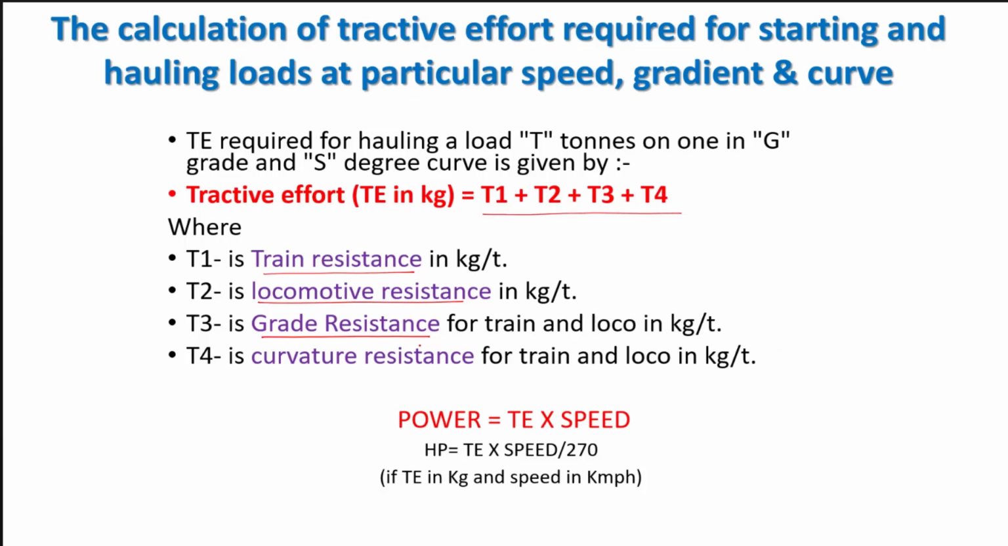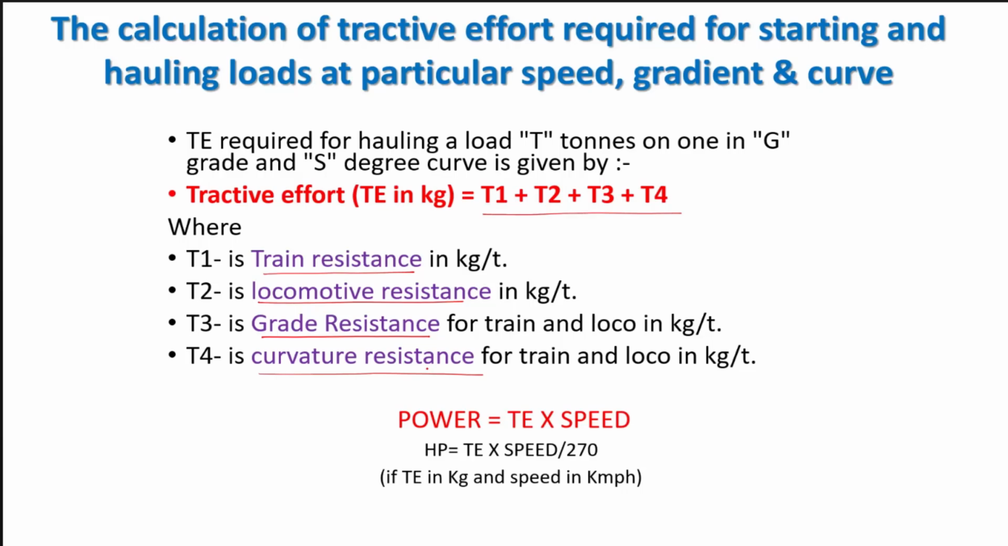track, the grading of the track structures. Fourth is the curvature resistance. These are the four components which give the resistance for the movement of a train. In fact, this tractive force will be T equal to T1 plus T2 plus T3, and this has a relation with the power also.